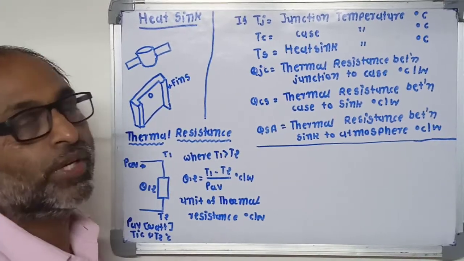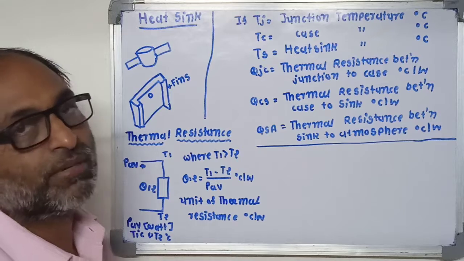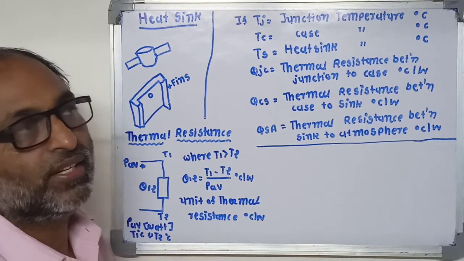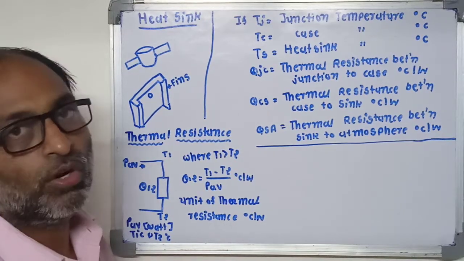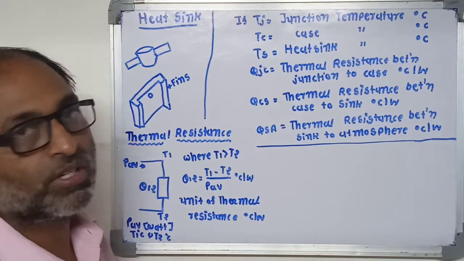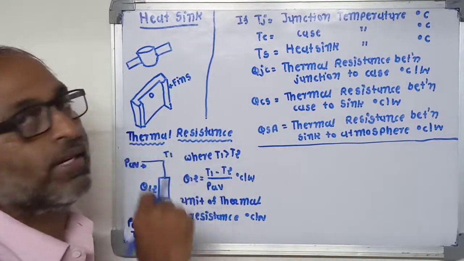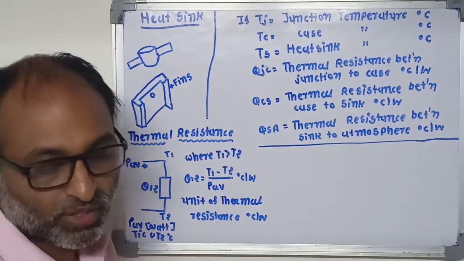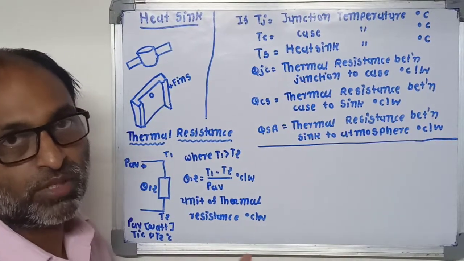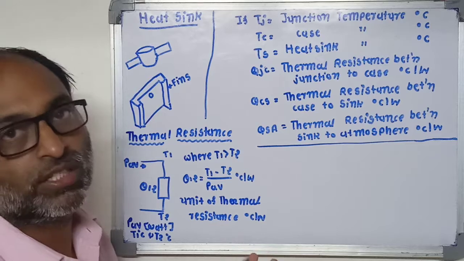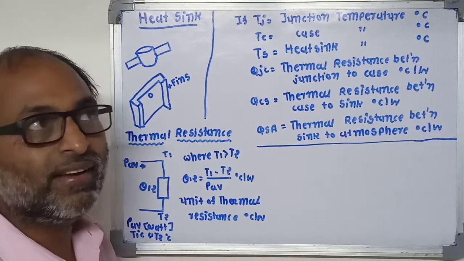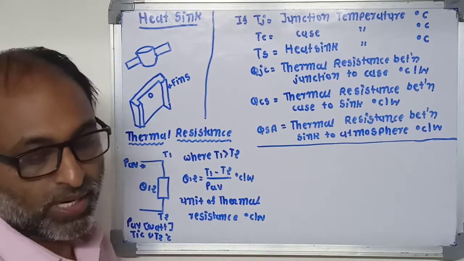So, to increase the rate of heat dissipation in the atmosphere, the SCRs are mounted on an aluminum or copper surface with black anodize. This is called a heat sink. So, heat transfers from the junction to the case of the thyristor and then to the atmosphere through the heat sink.